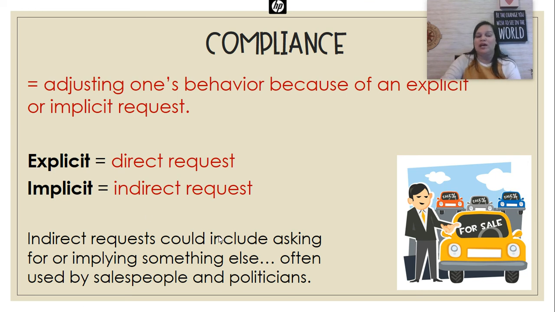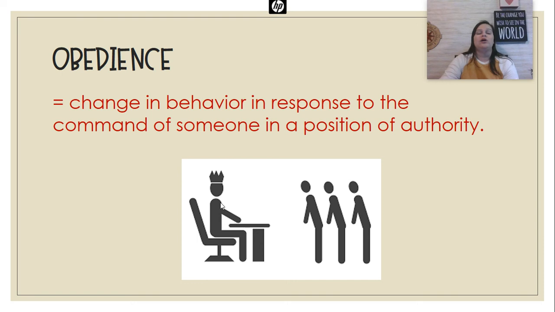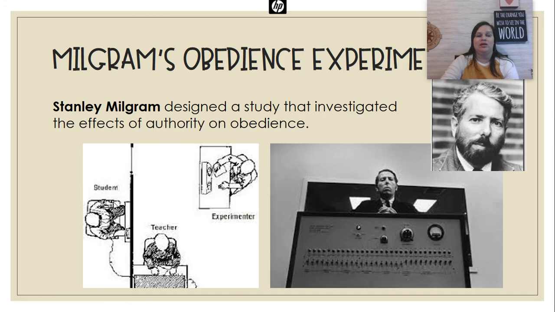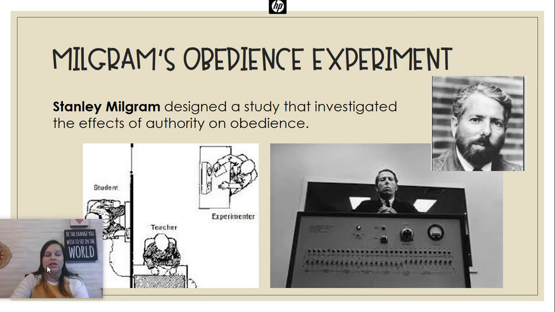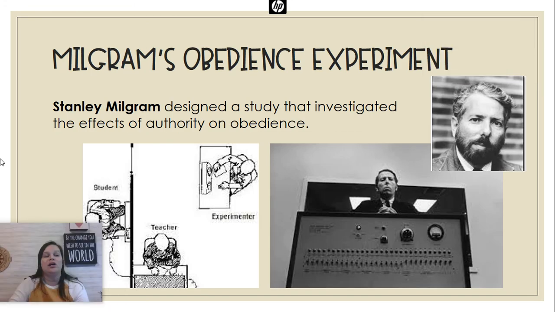Indirect requests could include asking for or implying something else, like, oh, I didn't really mean for you to do it, but maybe I did. Used by salespeople and politicians sometimes. Obedience is a change in behavior in response to a command of someone in a position of authority. So, compliance, there's a request involved. Obedience, it's a command. One of the most famous and controversial experiments in psychology was Milgram's obedience experiment.